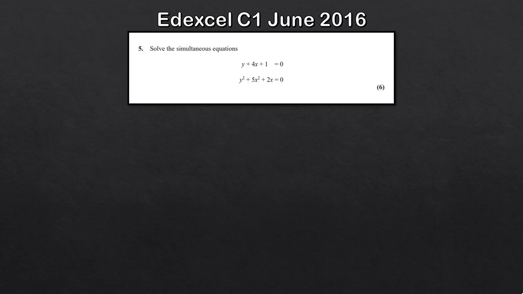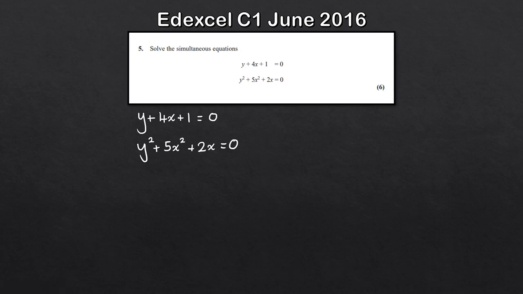So the first question here is from C1 June 2016, question 5. So we want to solve this simultaneous equation here. We've got 2 equations. The first equation is y plus 4x plus 1 equals 0, and the second equation is y squared plus 5x squared plus 2x, and this is equal to 0.